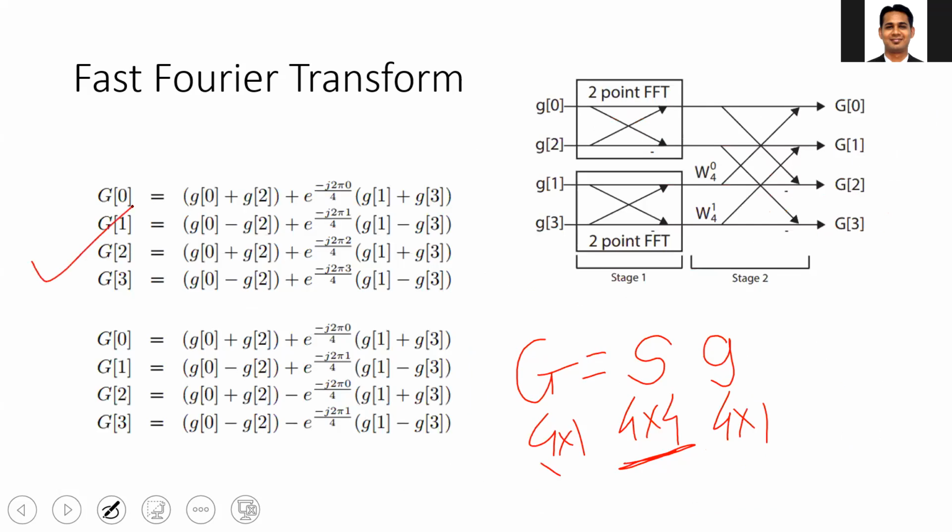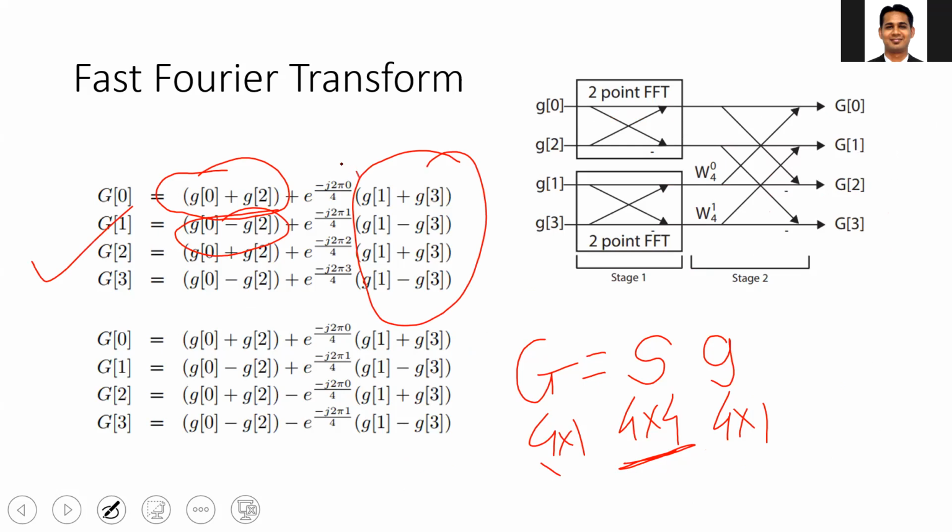You can minimize this equation like this. Here you can see that there is some structure which you can exploit. You are getting G0 plus G2 and G0 minus G2. Similarly, G1 plus G3 and G1 minus G3. And then these are multiplied by the factor e raised to minus j 2 pi, 0 by 4, 1 by 4, 2 by 4, and 3 by 4.